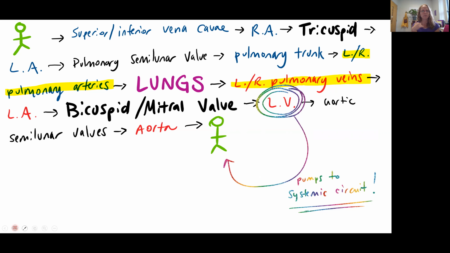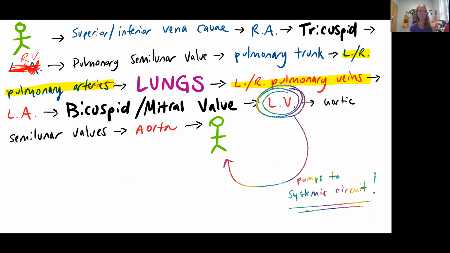From the left atria, oh, big error there, right? Whoops. Okay, it's the ventricle. All right, so go again. Starting with the body to the superior inferior vena cava, right atria, tricuspid. That is completely wrong. Oh my gosh. Right ventricle. So we're just going to keep going from there.